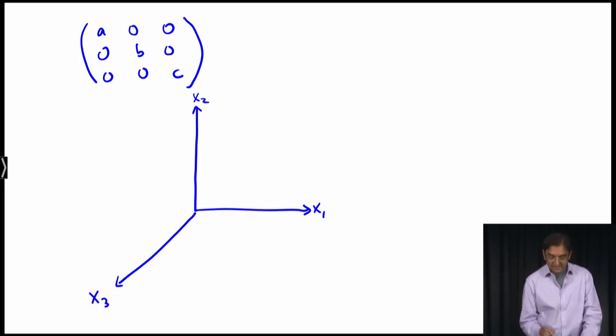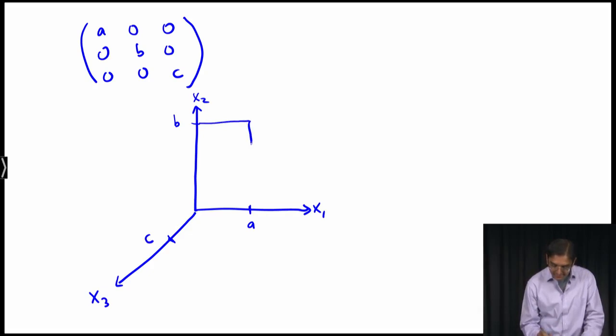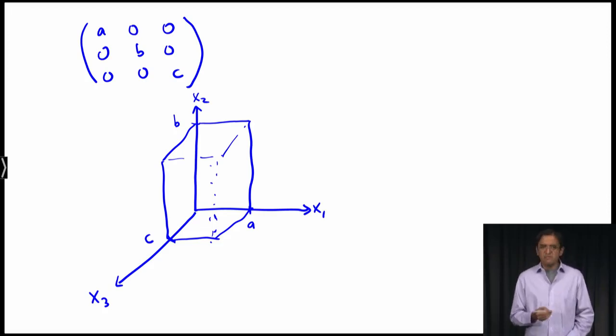So our first point lies along the x1 axis, it's A. Our second point lies along the x2 axis, it's B over here. And our third point lies along the x3 axis, so it's C over here. Okay? And now we extend this into a 3-dimensional body. Not very good artwork, I'll confess. Okay? What is the volume of this thing? Well, we know this. The volume of this is just ABC.